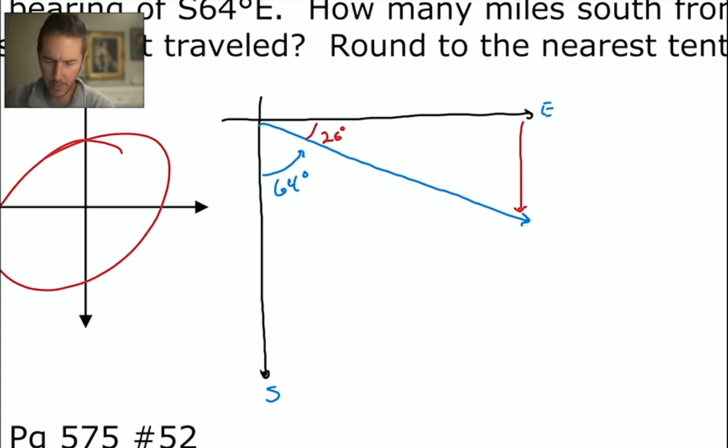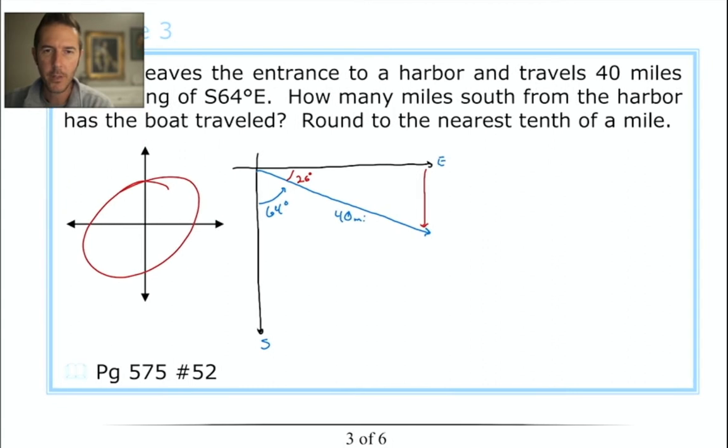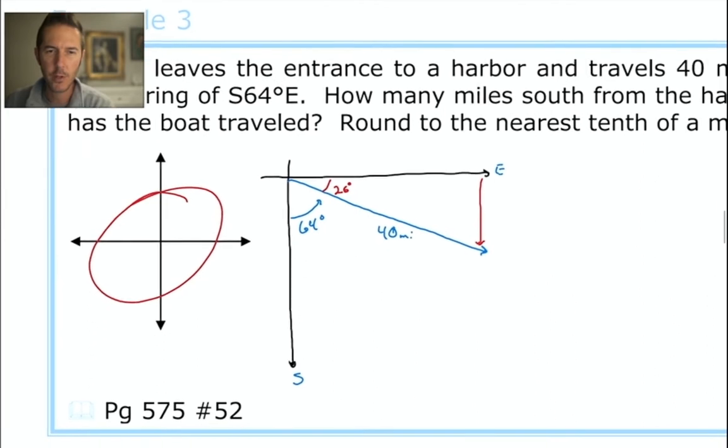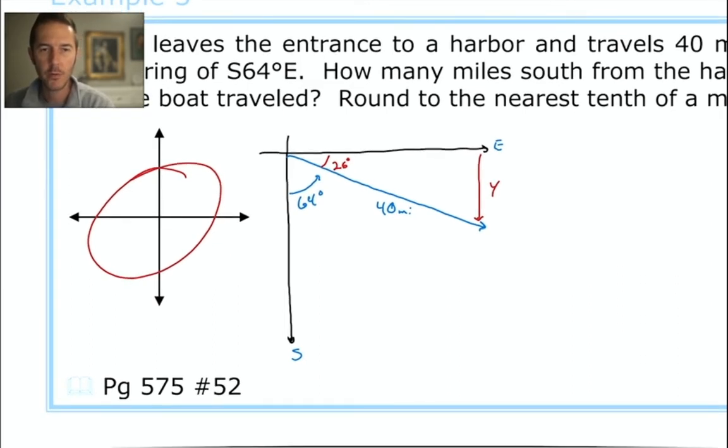Excuse me, and I'm going to label my hypotenuse with a 40 because the problem told me that we traveled 40 miles. So maybe I'll put a little mi for miles on there. And the question goes on to ask, how many miles south from the harbor has the boat traveled? So south is in this downward direction, and I'm going to label my red leg of my triangle here with a y, since it's moving in the y direction. And now I can use the processes that we've been using already in this video in order to solve for y.